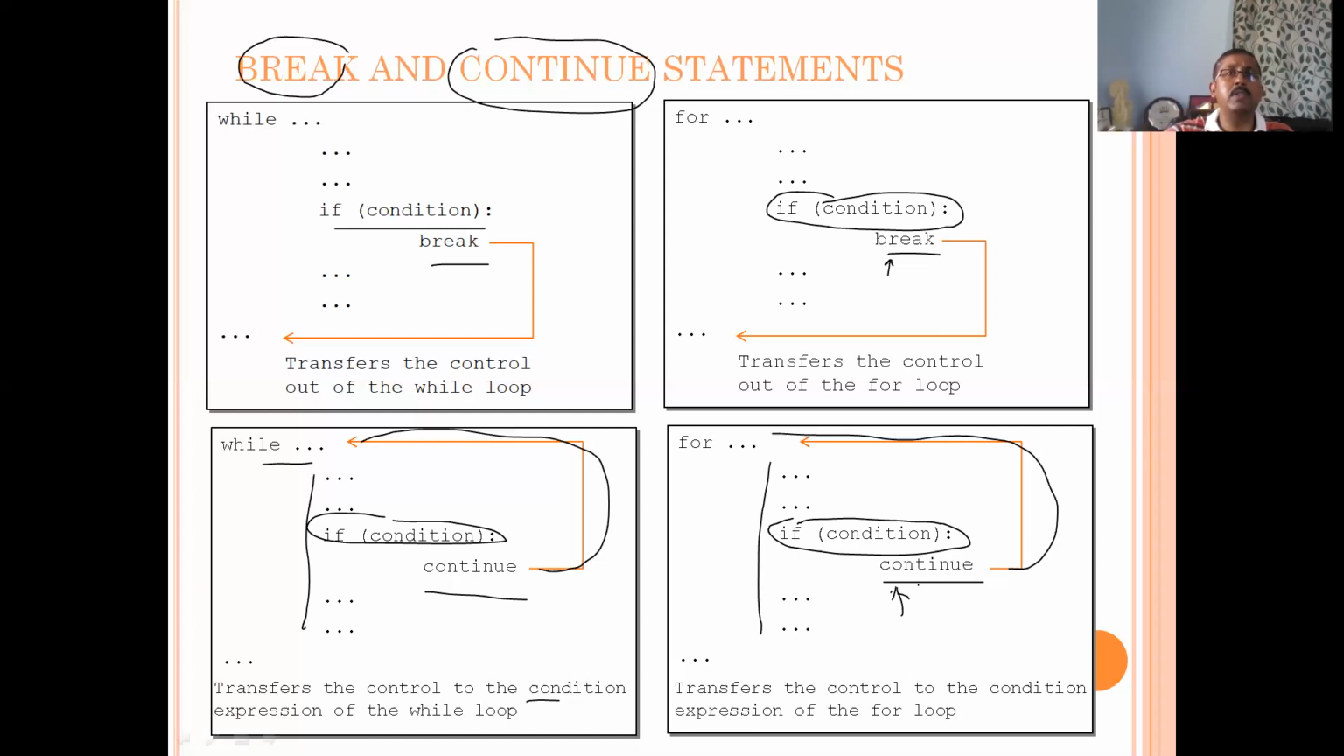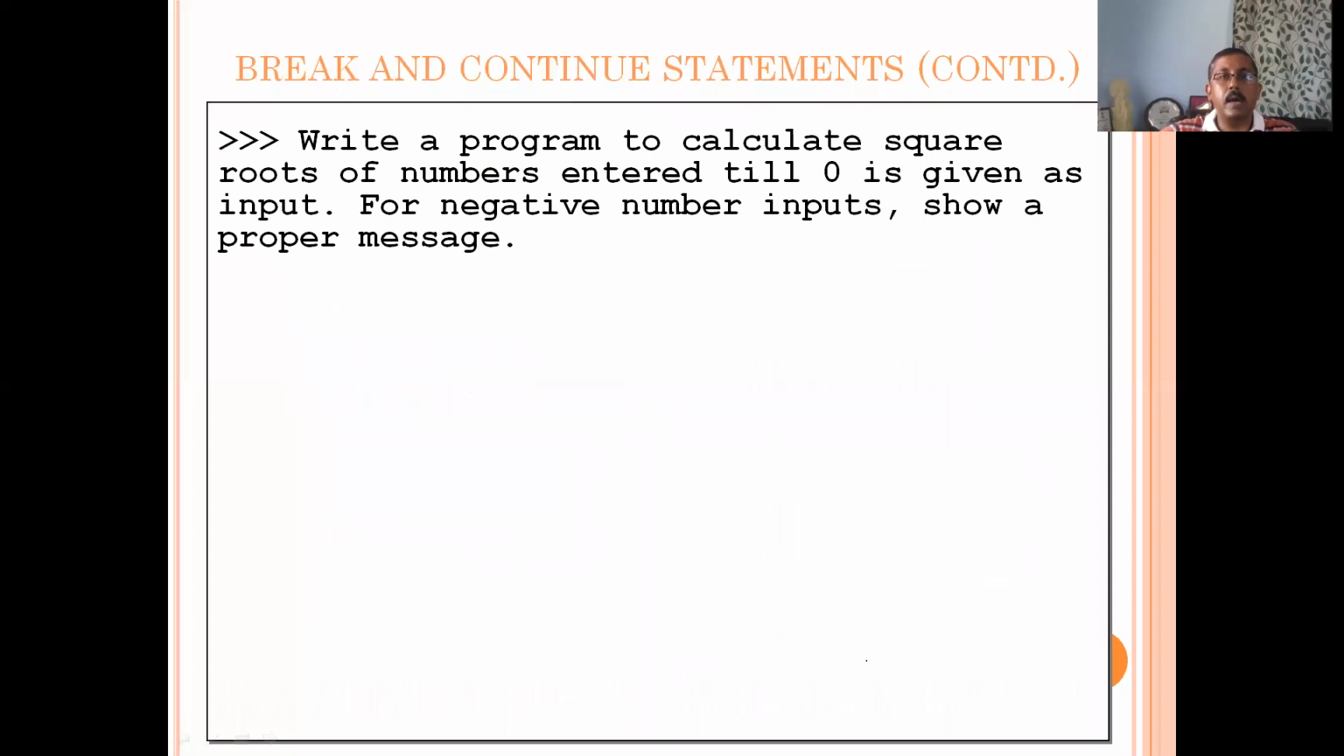A small example will help you understand what I mean here. Say, for example, I want to print the square root of a number. Only when I encounter a 0, that indicates that I want to break out of the loop. And when there is a negative number, I want to skip. I cannot do a square root of a negative number, it's going to be an imaginary number, right? So I don't want to print that. And when there is a 0, I want to break out of the loop.